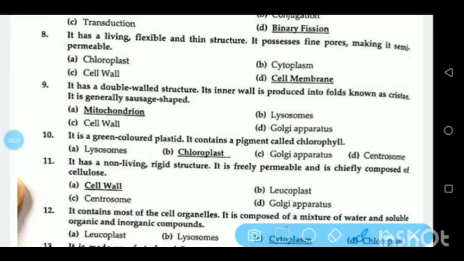It has a living, flexible and thin structure. It possesses fine pores, making it semi-permeable. Cell membrane. It has a double-walled structure. Its inner wall is produced into folds known as cristae. It is generally sausage-shaped. Mitochondria.